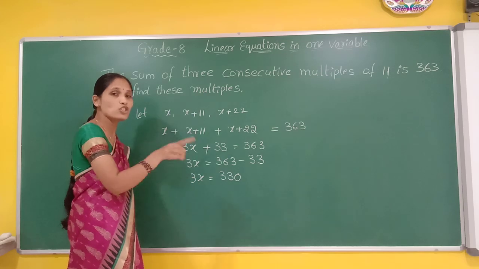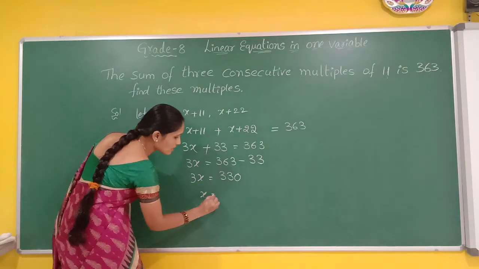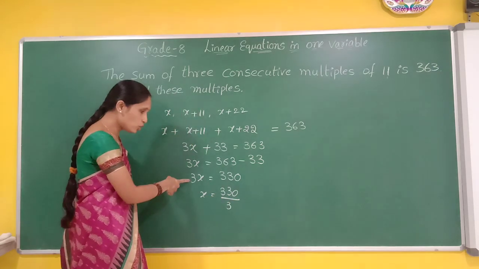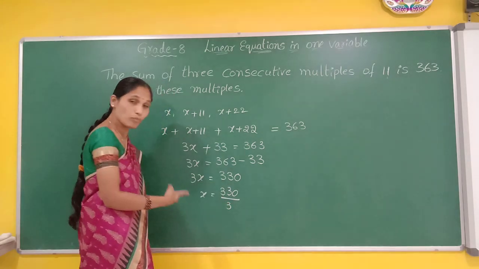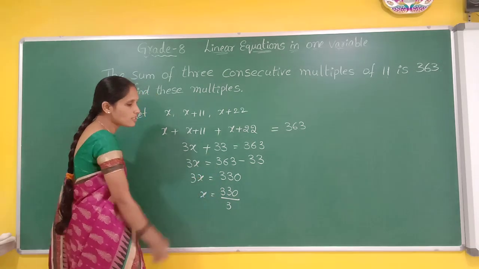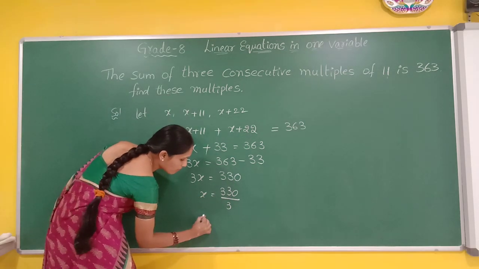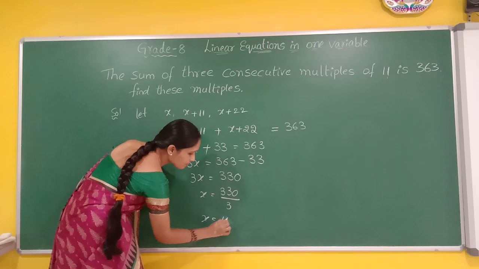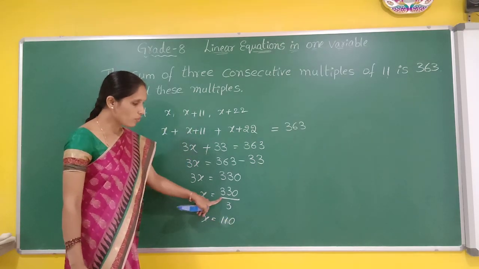Now transpose this 3 to the right hand side. On the left side it is 3 into x. Into becomes divided by. So x is equal to 330 by 3. Cancel 330 and 3, both have a common factor 3. 3 ones are 3, 3 elevens are 33. So the x value is equal to 110.